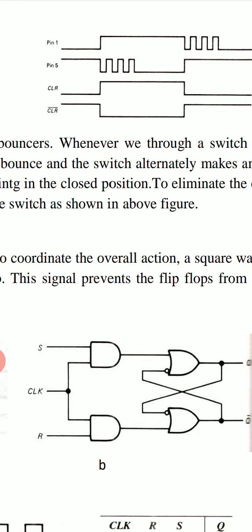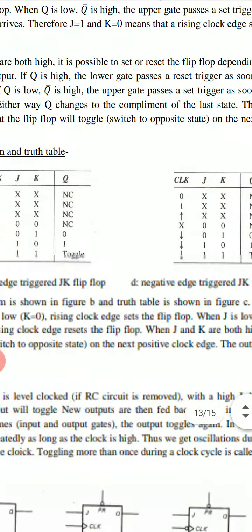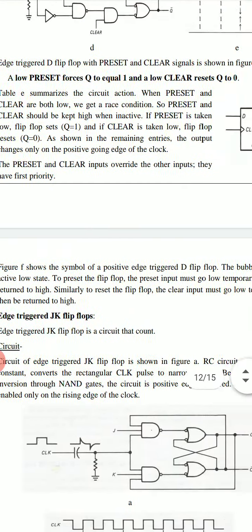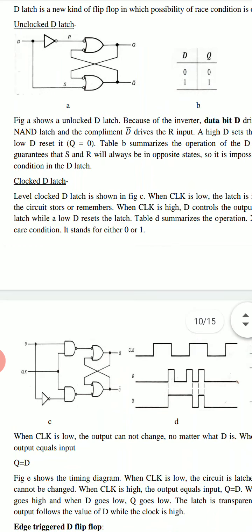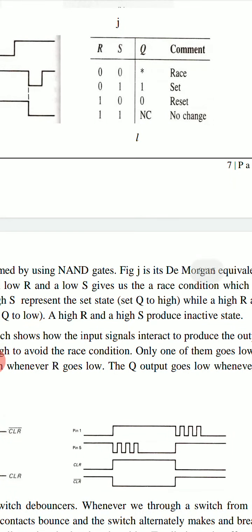because in RS latch we see that if R is 0, S is 1, Q is 1. If S set input is 1, output Q is 1. And then if set comes to 0, then output will not come to 0, it will remain 1. It will go to 0 only when R becomes 1.